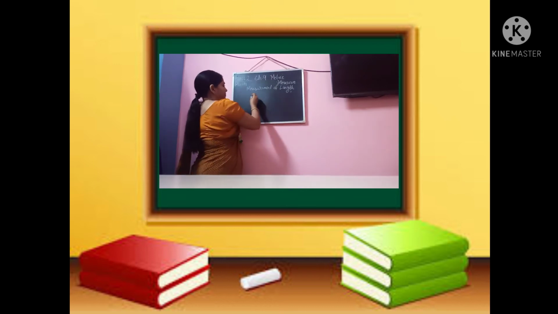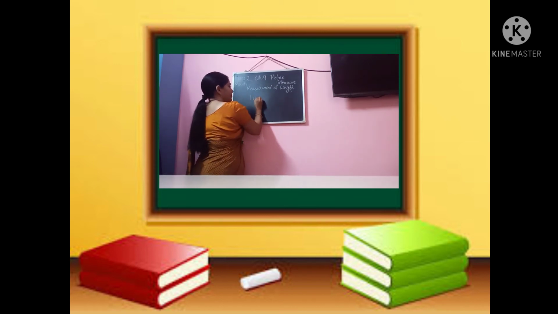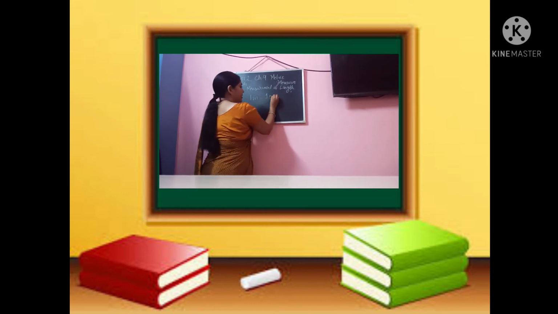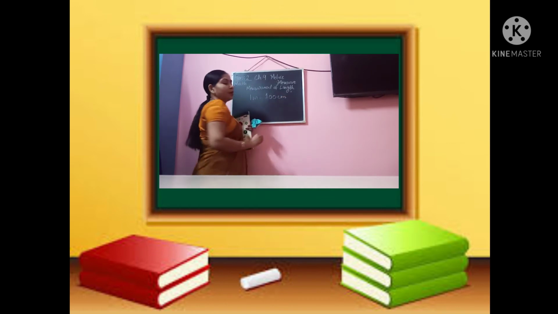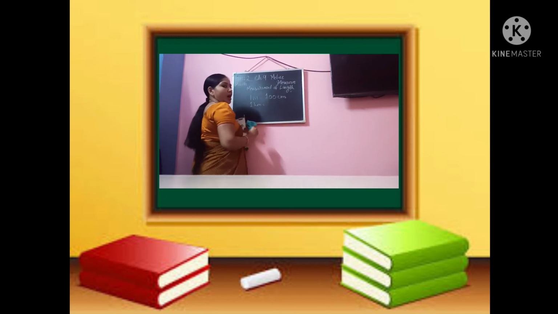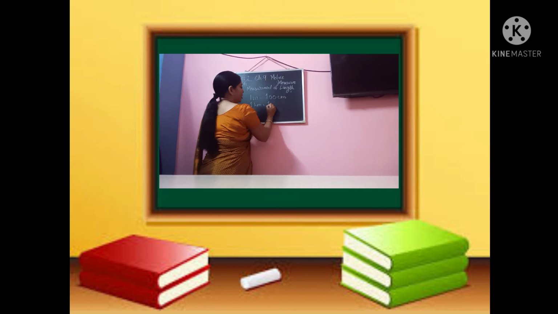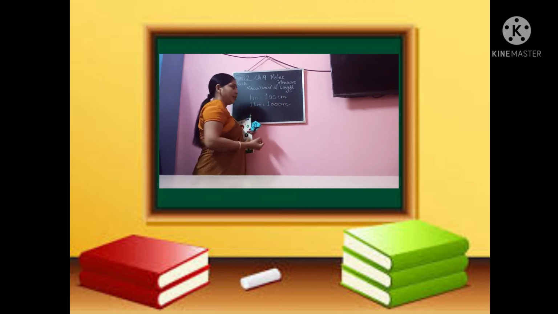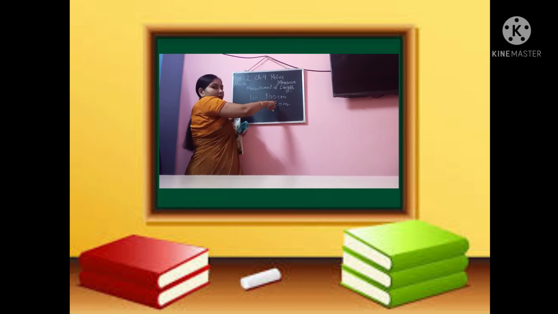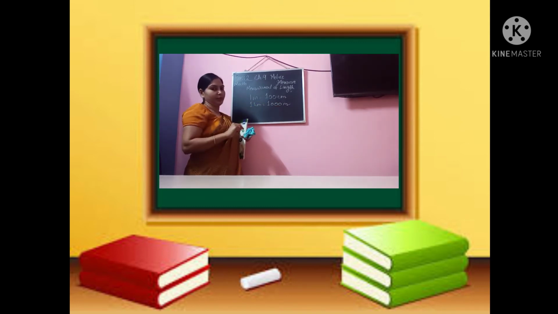We know that 1 meter is equal to how many centimeter? 1 meter equals 100 centimeter. Okay, you should write this in your copy. Now 1 kilometer is equal to how much meter? We know 1 kilometer equals 1000 meter. So 1 meter equals 100 centimeter, right? 1 kilometer equals 1000 meter.